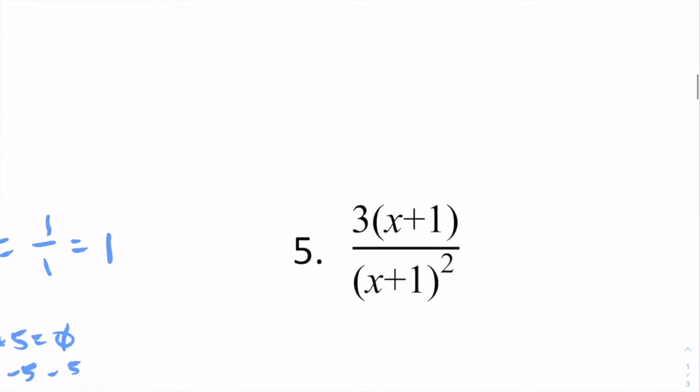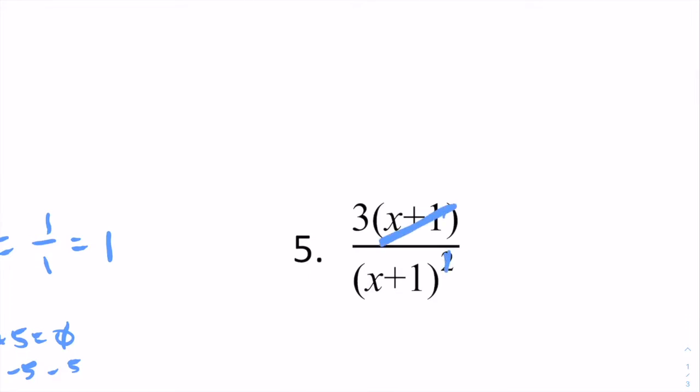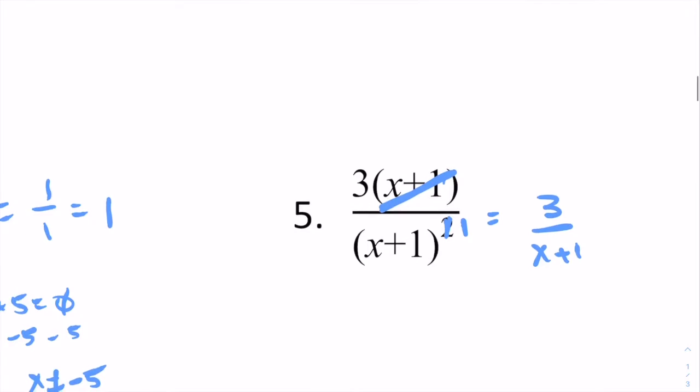Next one, but you see how I have two groups of x plus 1 on the bottom. So if I were to cancel this one out, I would just be left with one group. So you get 3 over x plus 1. My excluded value is, set the bottom equal to 0. So you have x plus 1 equal to 0. Minus 1, minus 1, you get x can't be equal to negative 1.